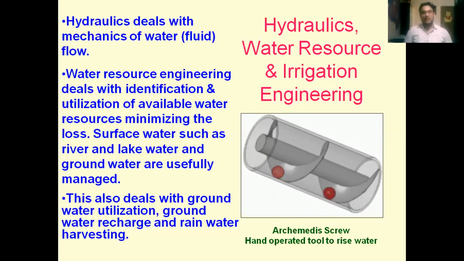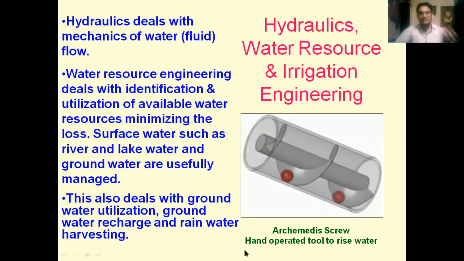Okay, so how better you can utilize the water resources in terms of irrigation, in terms of drinking, in terms of industrial purposes, right? So this is how managing water is one of the important areas in water resource engineering. Here surface water such as river and lake water and groundwater are usually managed. So this also deals with groundwater utilization, right? Where groundwater recharge and rainwater harvesting is also one of the importances in your hydraulic engineering.